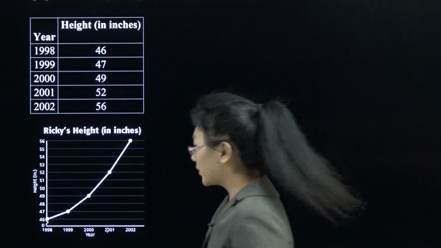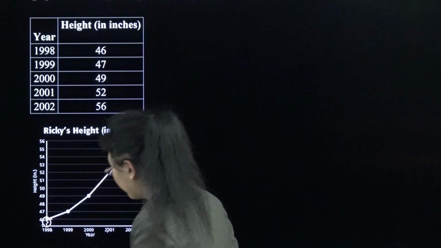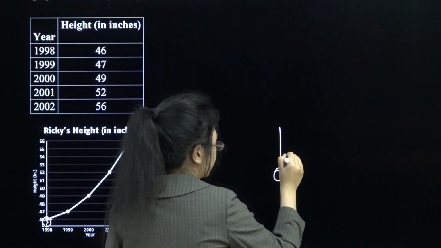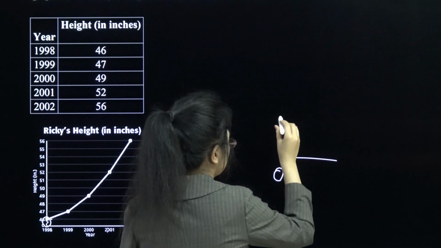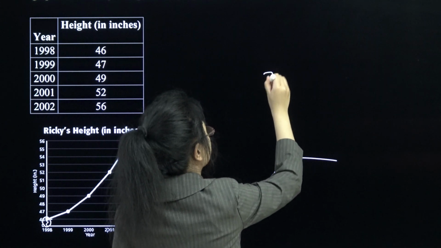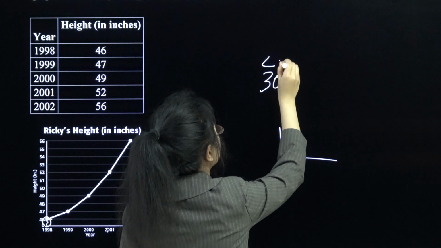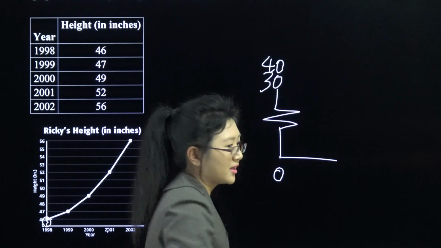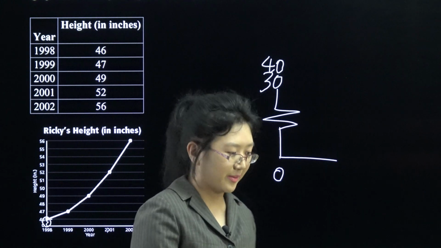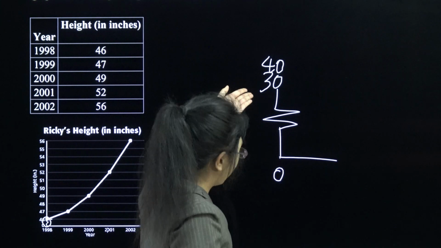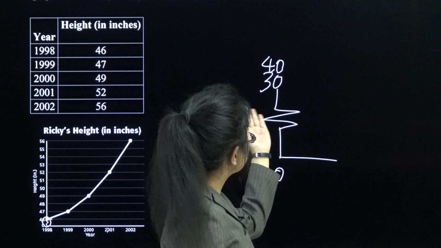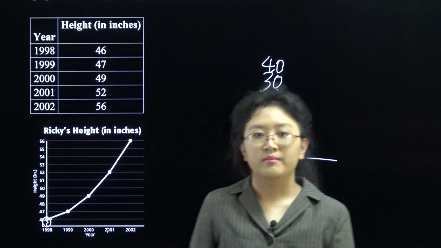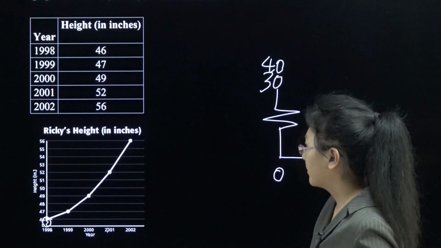Now you may be wondering what this little squiggly here is. If there's something like this, and then over here it's 30 and then 40, and there's a little squiggly, then that just means that there's a time skip. Well, no, not a time skip, but there's just a skip to the next, obviously not the next interval. There's just a skip.